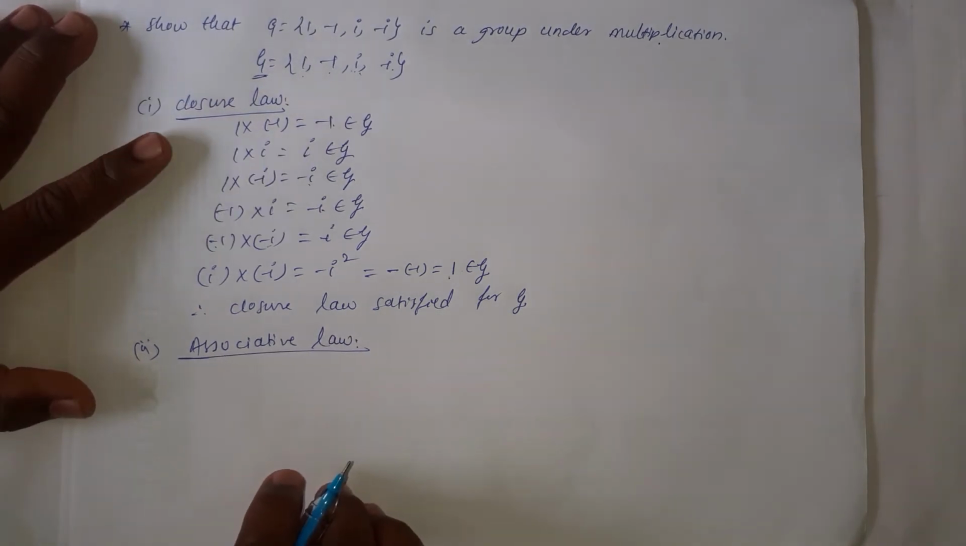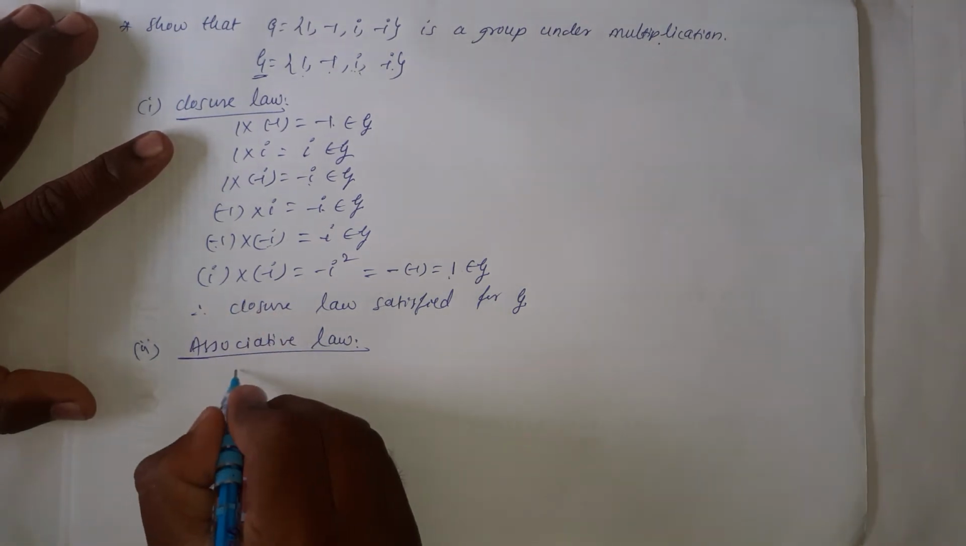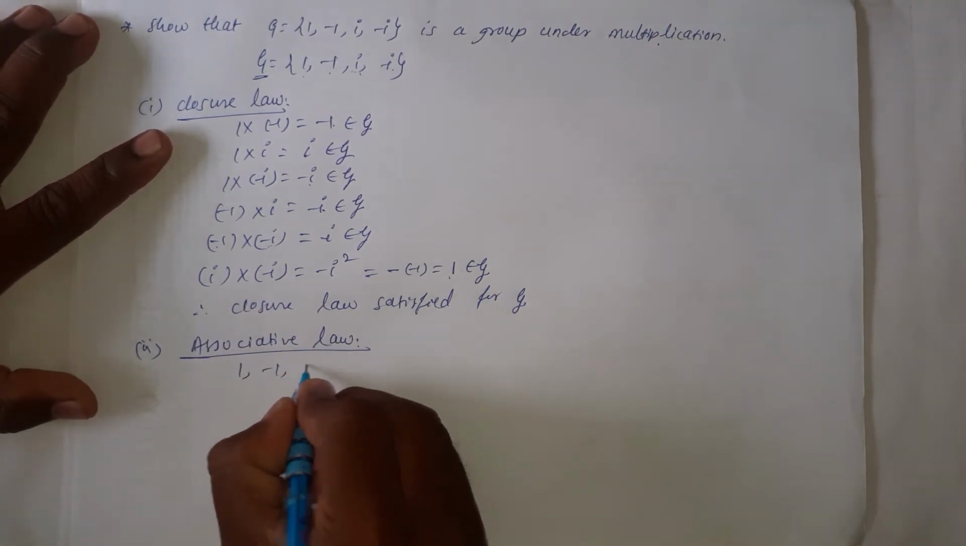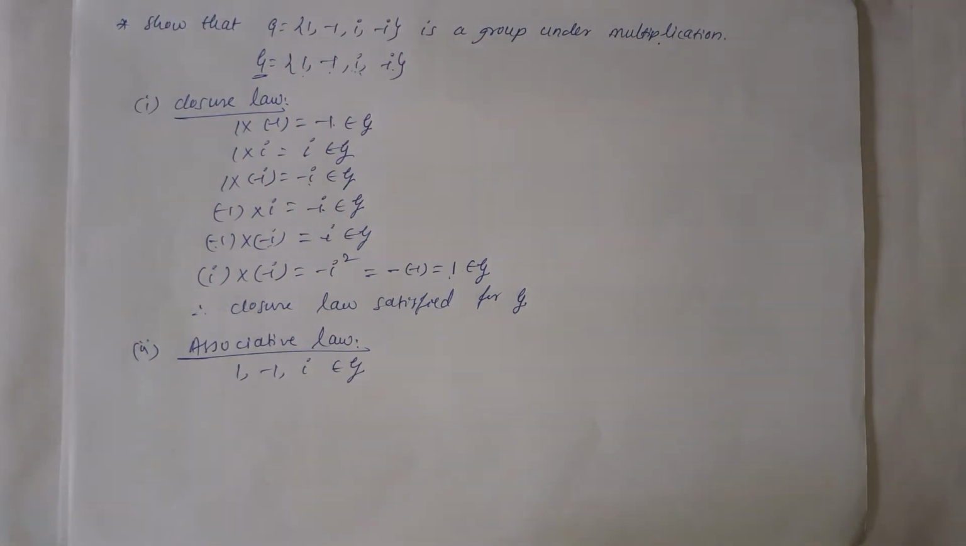So, for the associative law we need to consider 3 elements. Let us consider 1, minus 1 and plus i, which belong to G. Let us verify the associative law for these 3 elements.